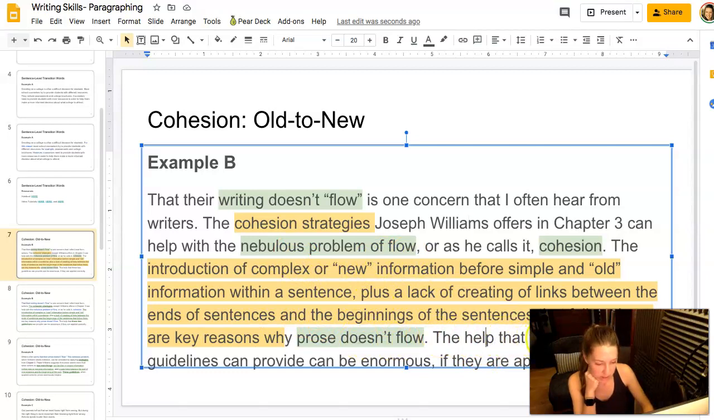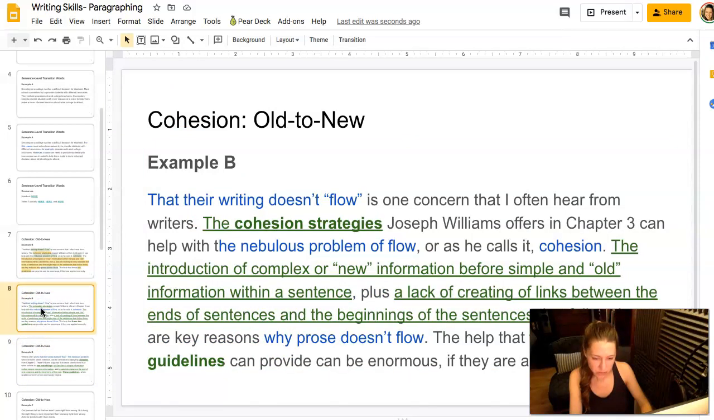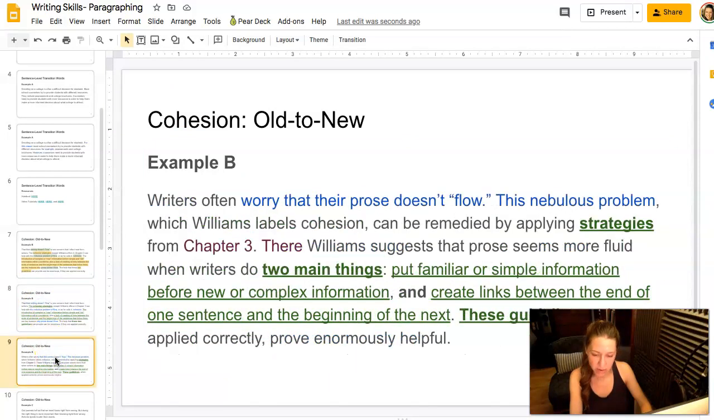The help that, again, we've got reference to these two guidelines, can provide the help that these two guidelines can provide can be enormous if applied correctly. So what I'm noticing here is this back and forth between the same themes. So when we follow the old to new principle, instead of going A, B, it'll go just from A to B. And I'll show you what I mean here. So here's how I rewrote it.